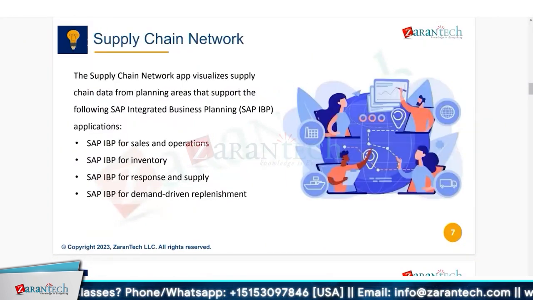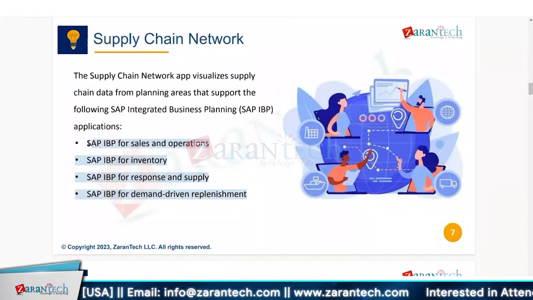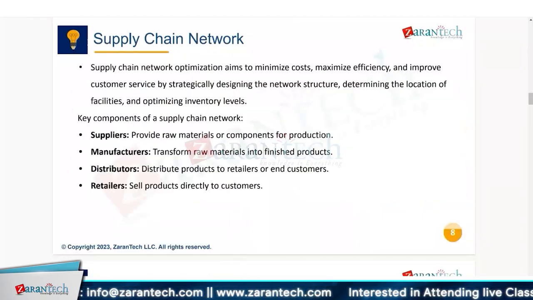So in the supply chain network, as we have seen in the IBP diagram, you see IBP for sales and operation planning, then inventory, then response and supply, and demand driven replenishment. So DDMRP. All these points we have already covered in the previous sections. Okay. So we move on to the other slide, which is basically supply chain network.